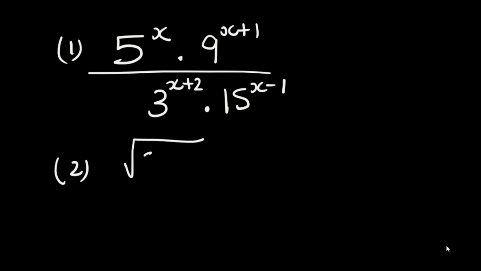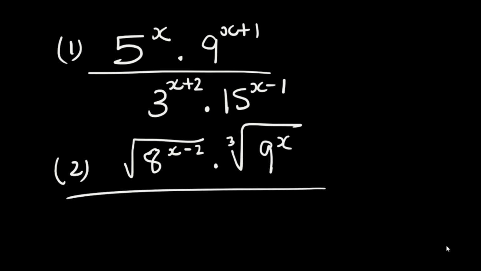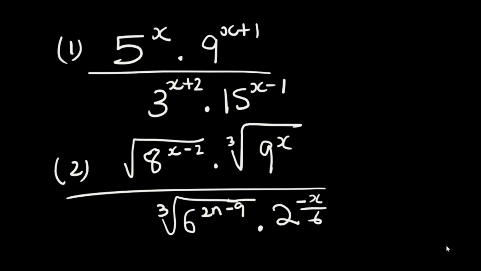The root of 8 to the power of x minus 2 multiplied by the cube root of 9 to the power of x divided by the cube root of 6 to the power of 2n minus 9 multiplied by 2 to the power of minus x over 6. Please try out these two problems. Let me know what you are getting.